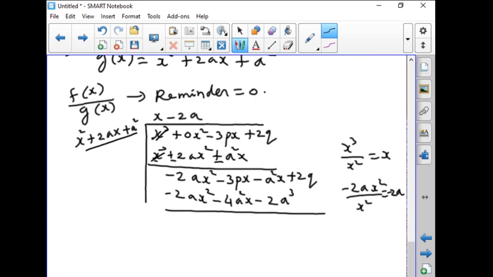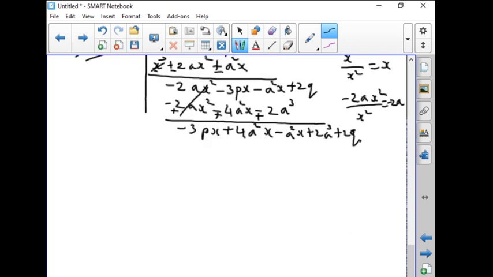So change the sign now. This minus becomes plus, here also it becomes plus, here also it becomes plus. So this term gets cancelled. So we get minus 3px plus 4a square x and minus a square x plus 2a cube plus 2q.